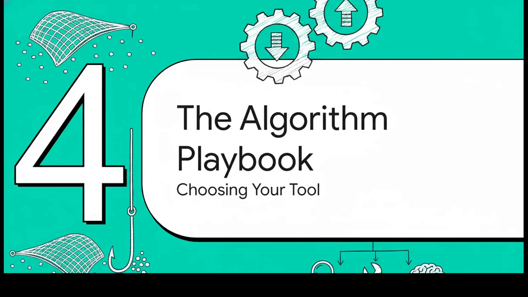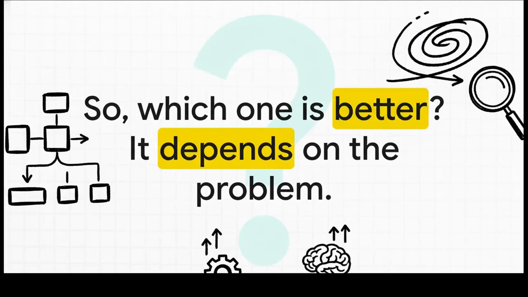So, okay. We've got two completely different strategies. One goes wide, one goes deep. Which one is the right one to use? Well, that's what this next section is all about. The algorithm playbook, choosing your tool. So, which one's better?